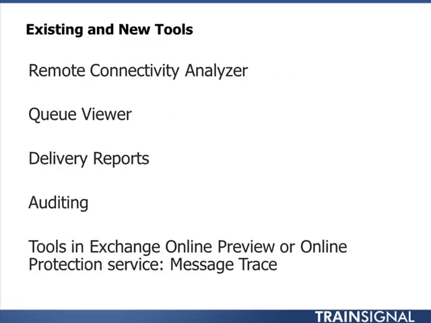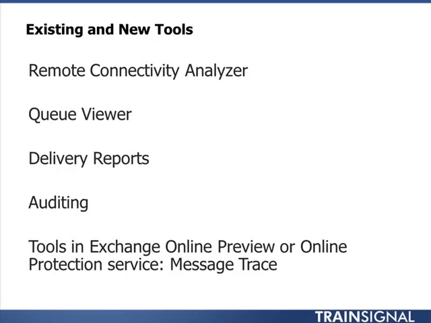So some of the existing tools and the new tools that we have for monitoring and troubleshooting include the Remote Connectivity Analyzer, which is not really a tool that's built into Exchange. It's actually an online site that you go to, and it helps to determine if your Exchange organization is set up properly for outside access and so forth. So the Remote Connectivity Analyzer is found through the toolbox, or you can find it by going through your browser to the Remote Connectivity Analyzer site.